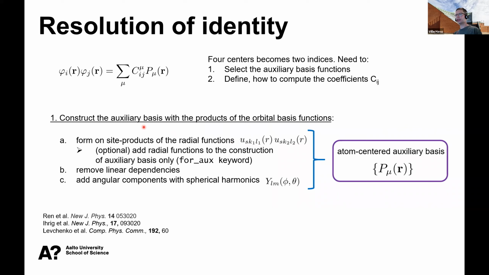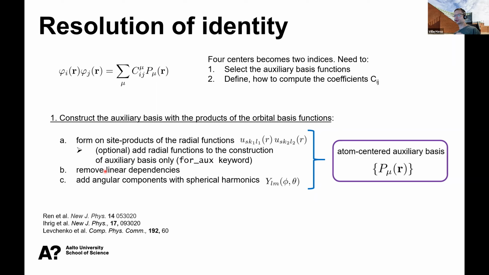What you do in AIMS, of course, the previous one wasn't necessarily AIMS dependent, but this gets more AIMS dependent. What you do there, you form on-site products of the radial functions. Then you have an option of adding radial functions to the construction of the auxiliary basis only. So not in the basis, not in the Kohn-Sham basis, but only to add to the construction of these. And this you can do via the for_aux keyword. We'll see about that in a moment.